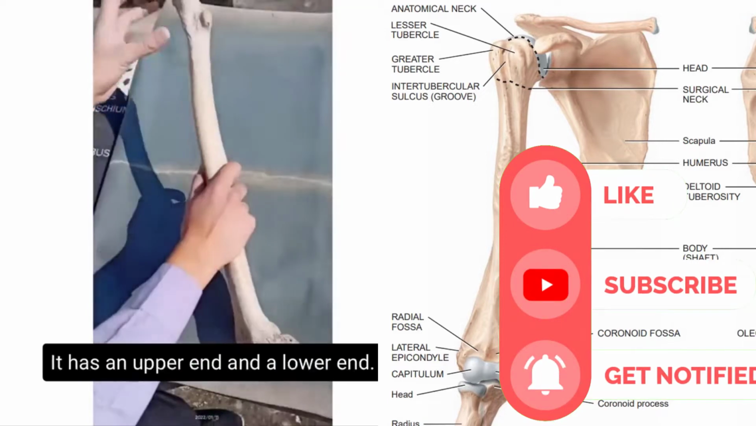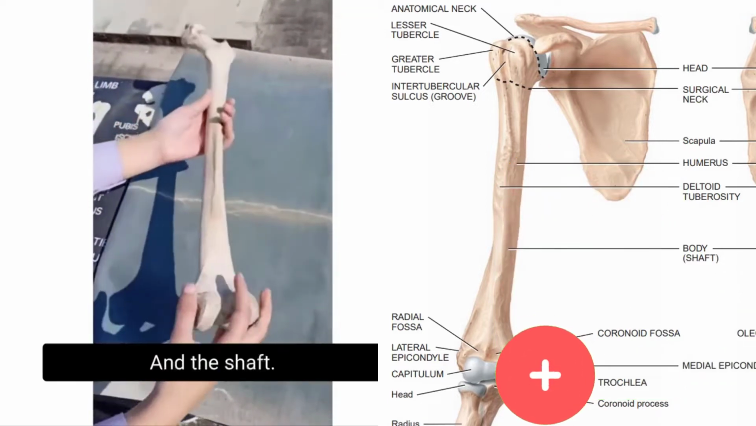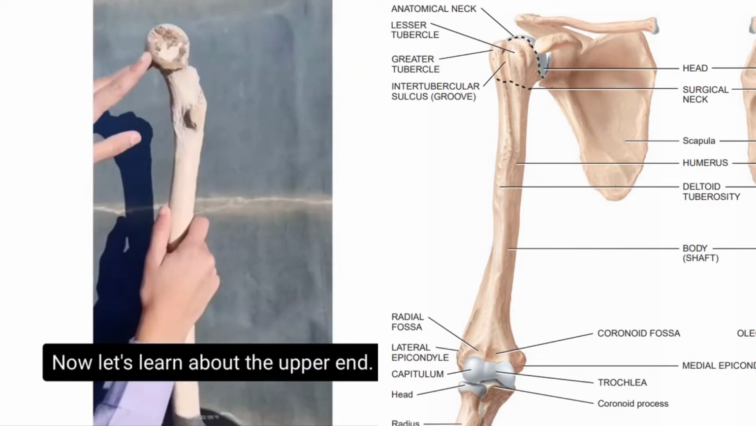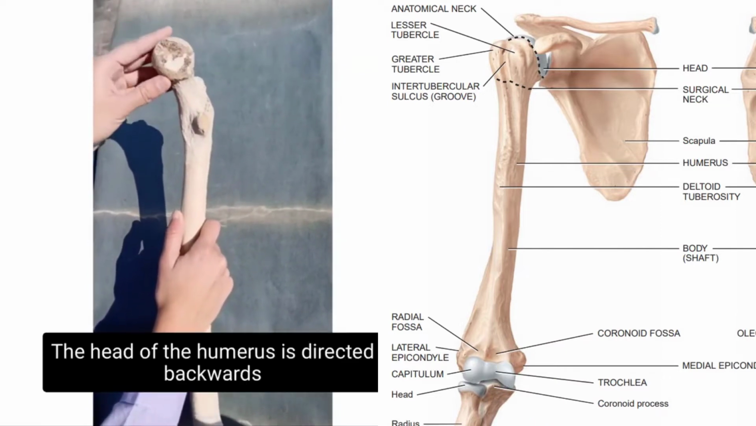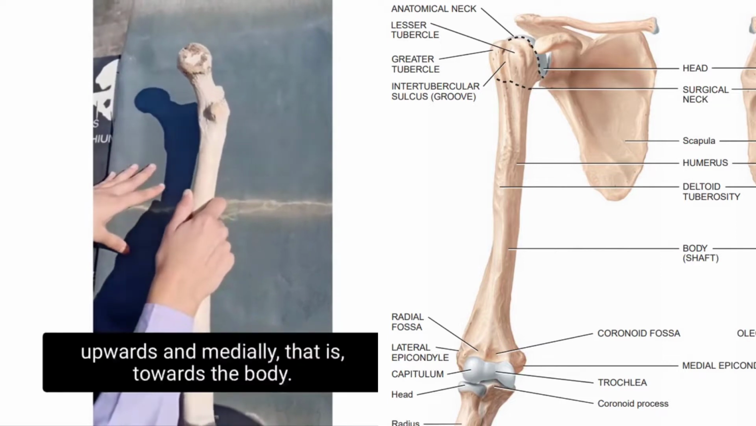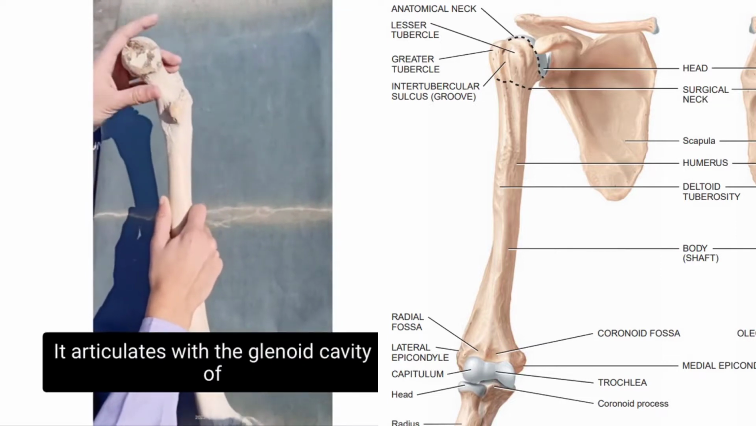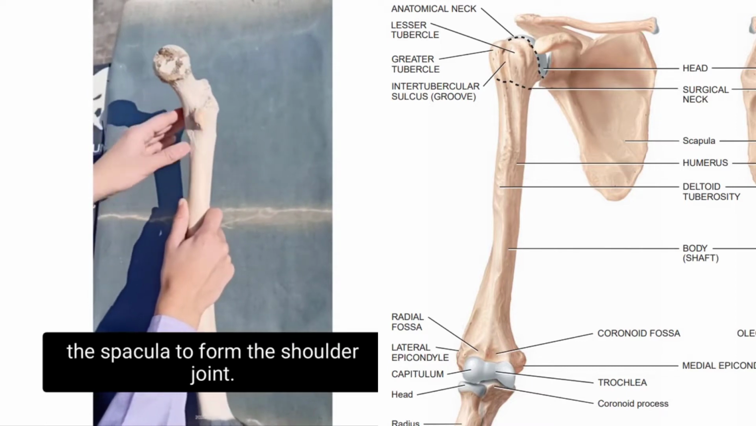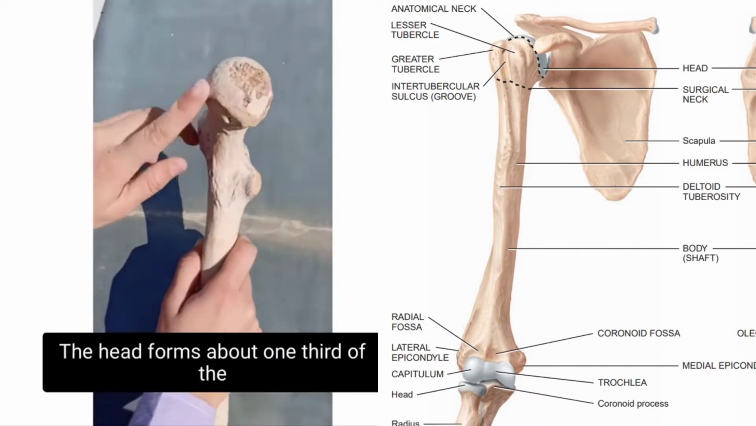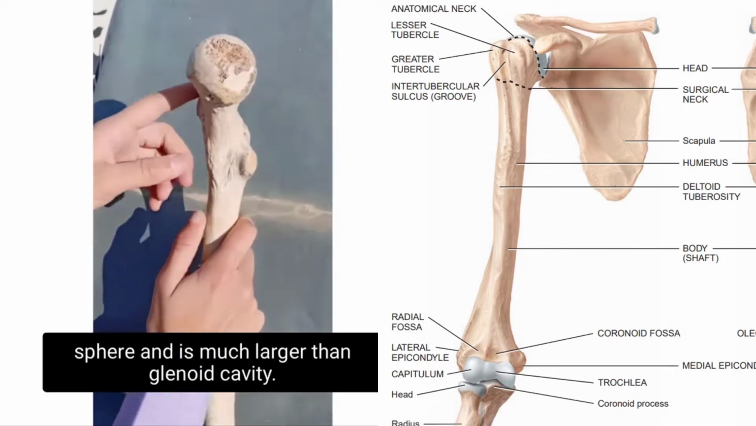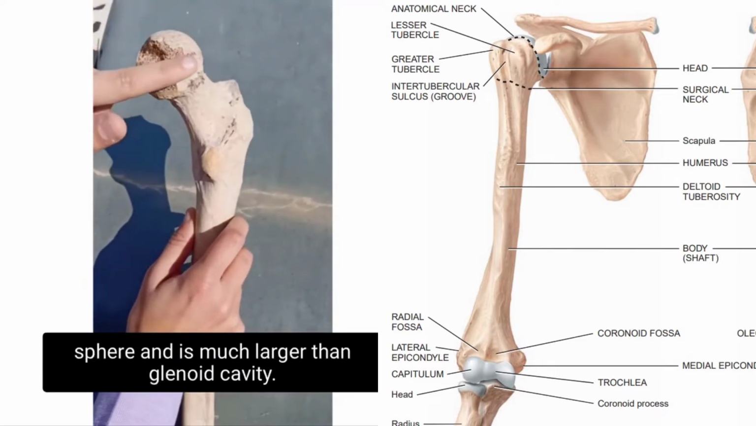It has an upper end, a lower end and the shaft. Now let's learn about the upper end. The head of the humerus is directed backwards, upwards and medially, that is towards the body. It articulates with the glenoid cavity of the scapula to form the shoulder joint. The head forms about 1/3 of a sphere and is much larger than the glenoid cavity.